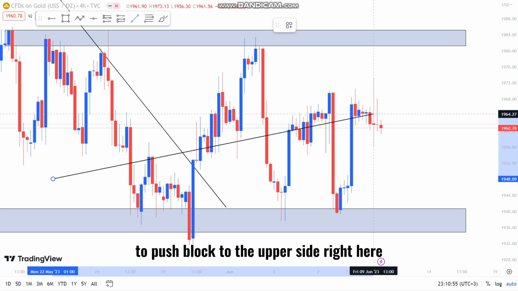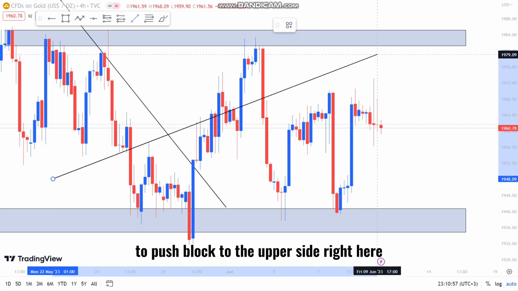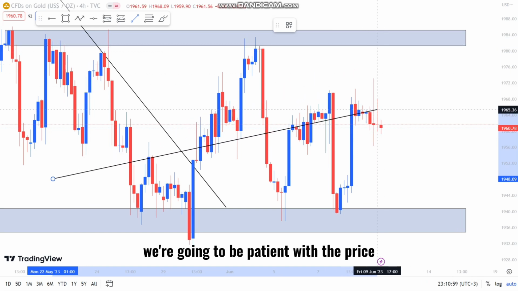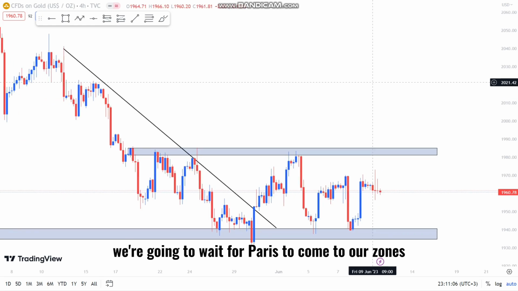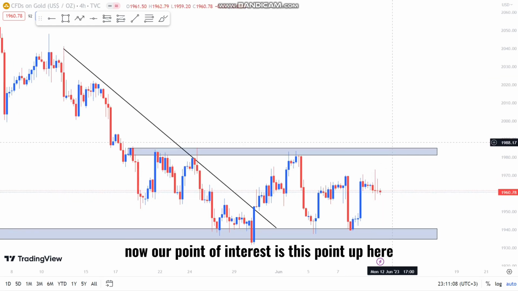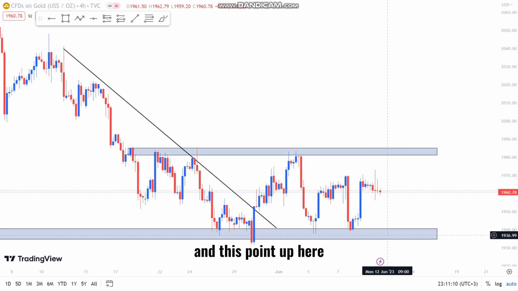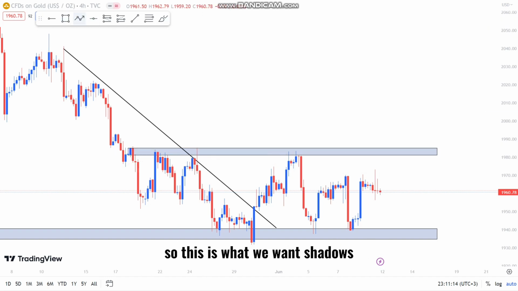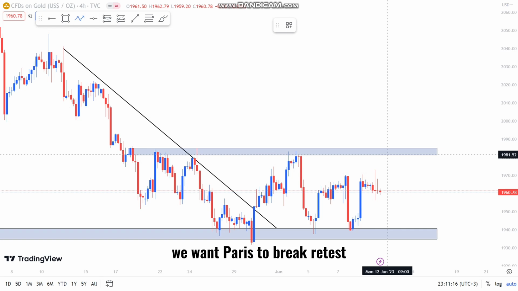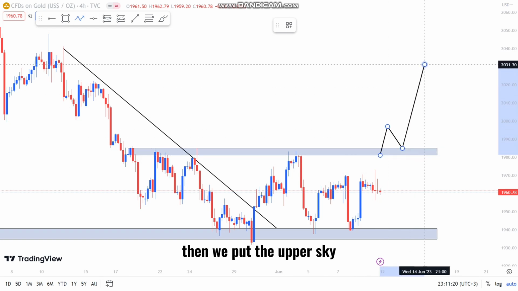Probably now we're looking at price to push back to the upper side right here. So right now we're just going to be patient with the price. We're going to wait for price to come to our zones. Now our points of interest are this point up here and this point up here. When price breaks out here, we want it to break out with momentum. This is what we want, traders. We want price to break, retest, and then we go to the upper side. That is what we want from that.